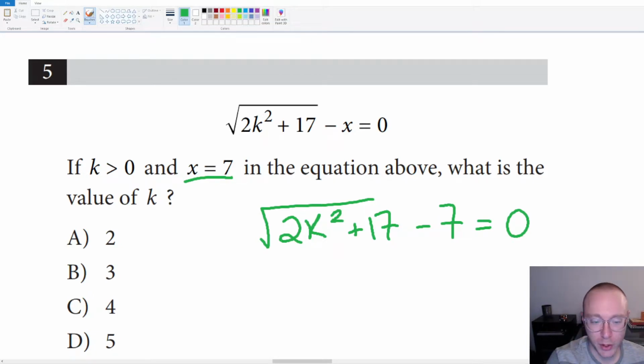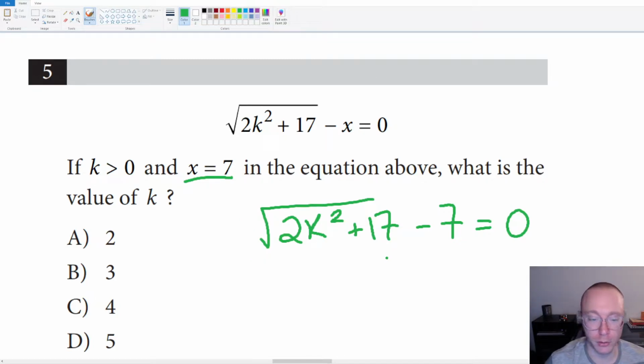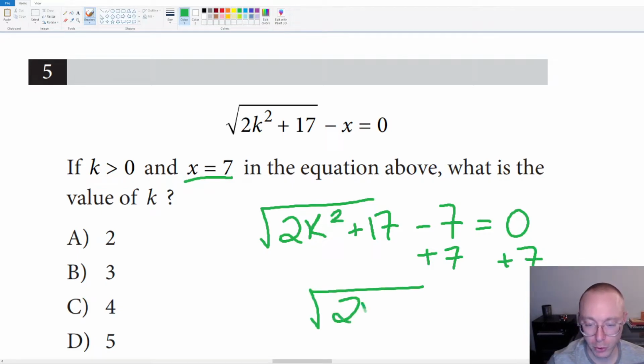So whenever you're dealing with a square root equation, you kind of want to isolate this square root part, and that way you can then square both sides of the equation and remove the square roots. So let's do that. Let's isolate this square root. The only thing around the square root is this minus 7, so we can go ahead and just add 7 to both sides. This will leave us with the square root of 2k squared plus 17 equaling 7.